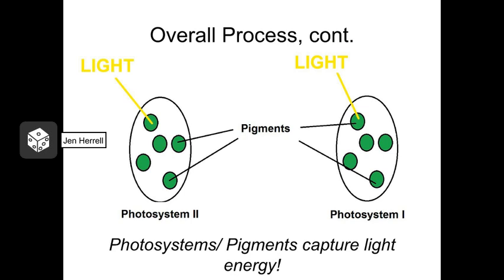Let's break this giant machine down and talk about each part in a little bit more detail. First, we're going to discuss these machines known as photosystems. The photosystems capture light energy. They contain molecules known as pigments. The major pigment is chlorophyll, which is why these guys are green, and the pigments capture light energy.